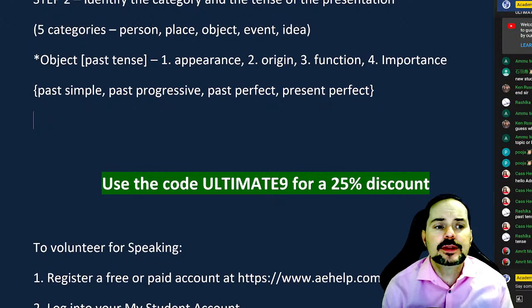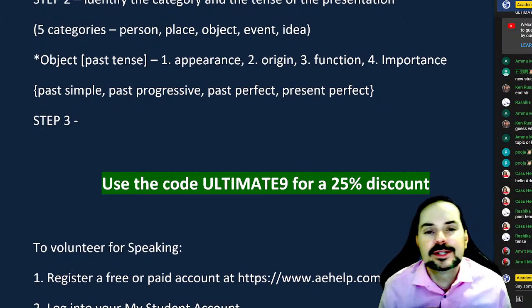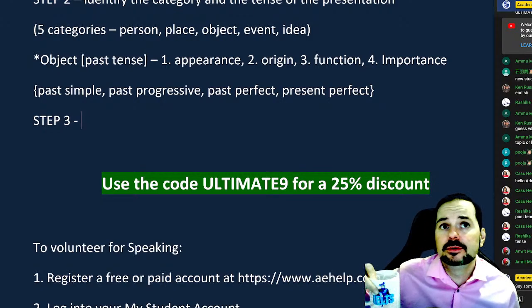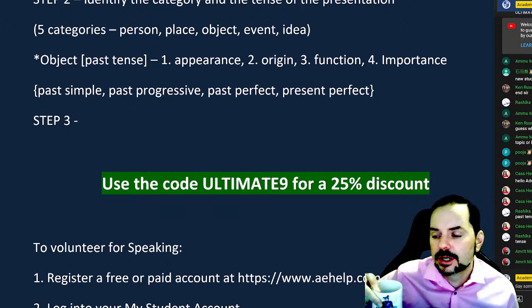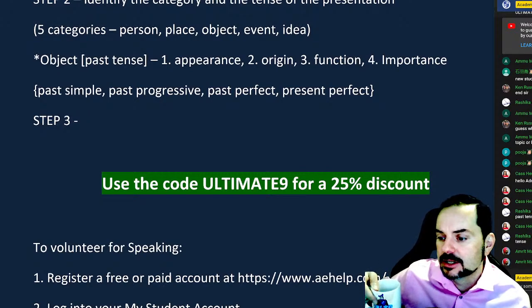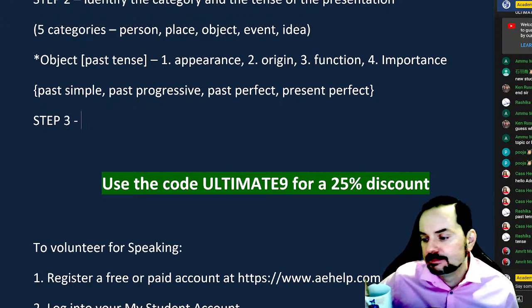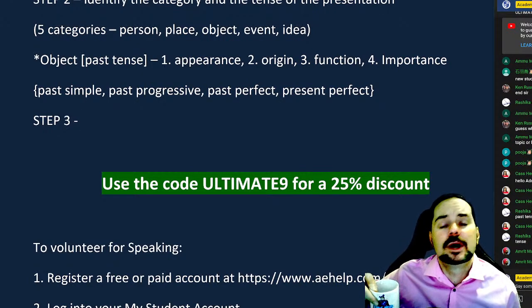Okay, so in the next step, step three is a really important one. What is it, members? So a lot of you are in this class regularly. What do we do in step three? So step three is a very, very important step to success in speaking part two of the IELTS exam. What is it? So what is step three?